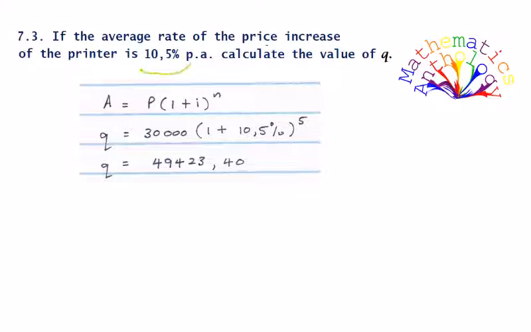Okay, 7.3. If the average rate of the price increase of the printer is 10.5% per annum, calculate the value of Q. So this is price increase now, so we're going with A is equal to P into 1 plus i to the power n now. Your A is your final value, which is Q. Your P is your initial value, which is 30,000, and 1 plus your interest in percentage is 10.5%, all to the power of 5. Put that on your calculator, you'll end up with Q is equal to 49,423 Rands and 40 cents.